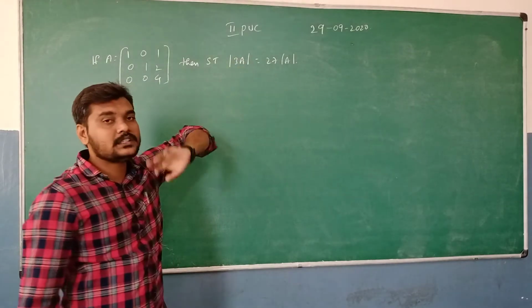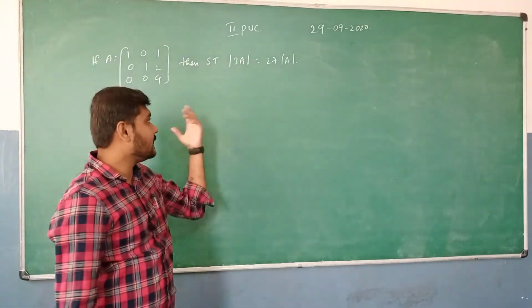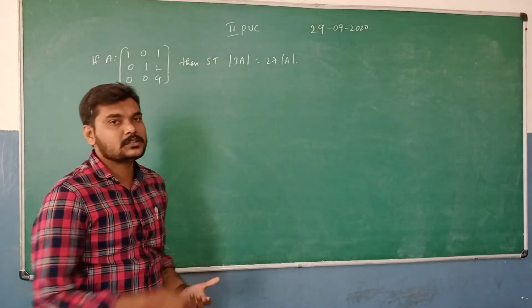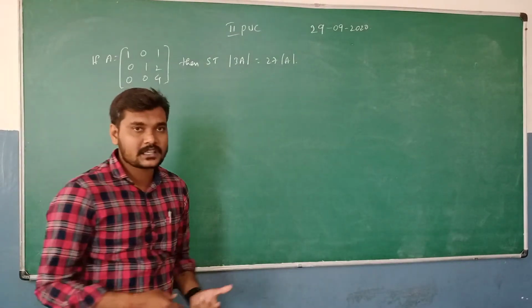So first we need to find 3 into A, that's going to be 3 into the given matrix. So 3 is going to multiply for every element in the given matrix.